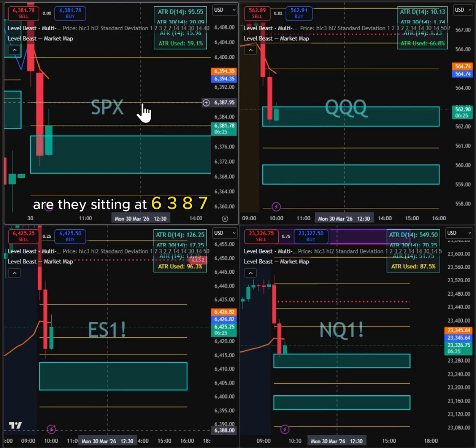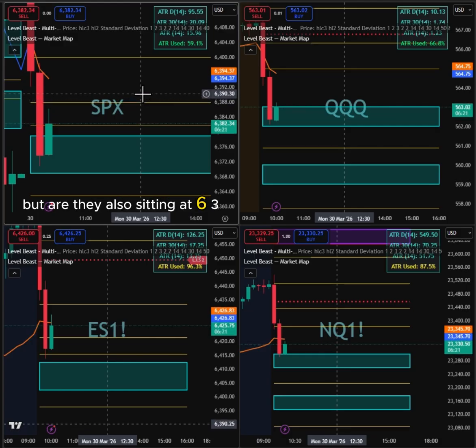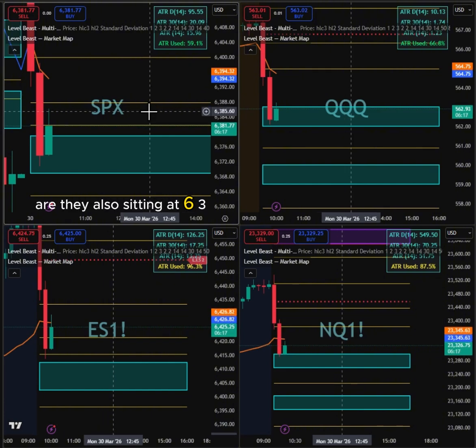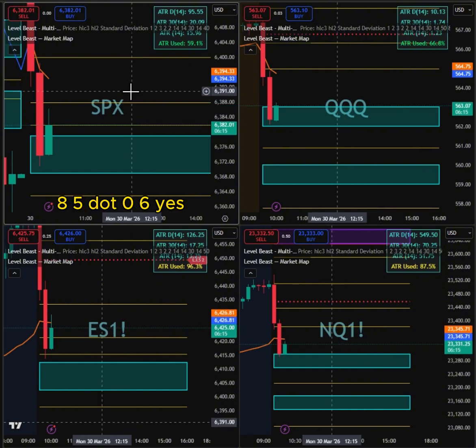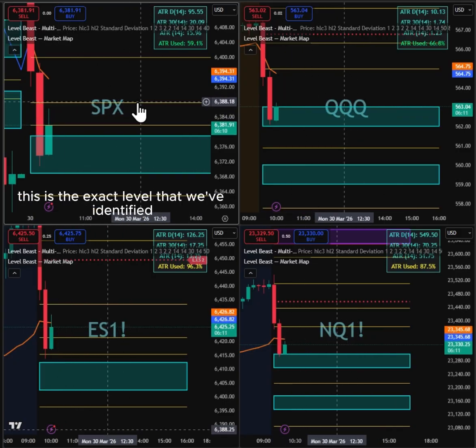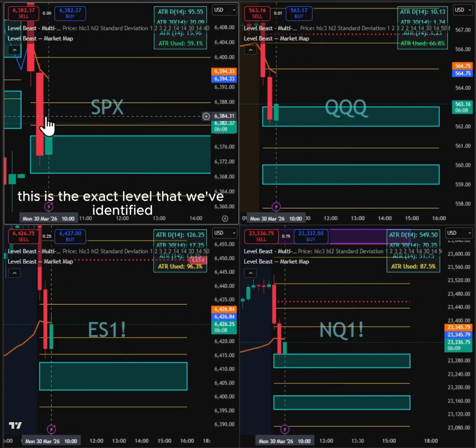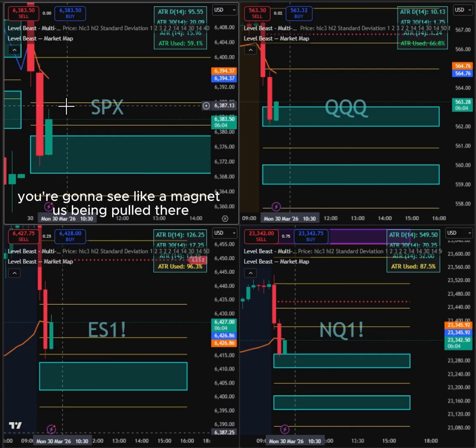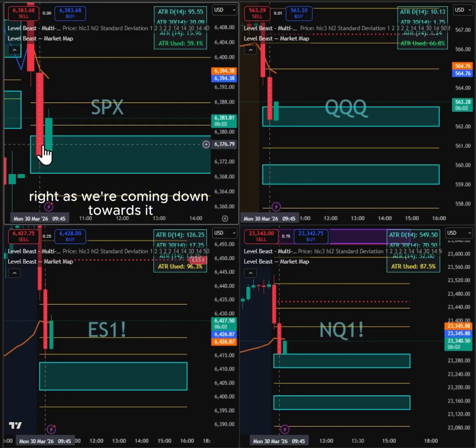Are they sitting at 6387.95? Yes. But are they also sitting at 6390.06? Yes. Are they also sitting at 6385.06? Yes. So the ideal is this is the area right here. This is the exact level that we've identified. And as we come close to that area, you're going to see like a magnet, us being pulled there, right? As we're coming down towards it.